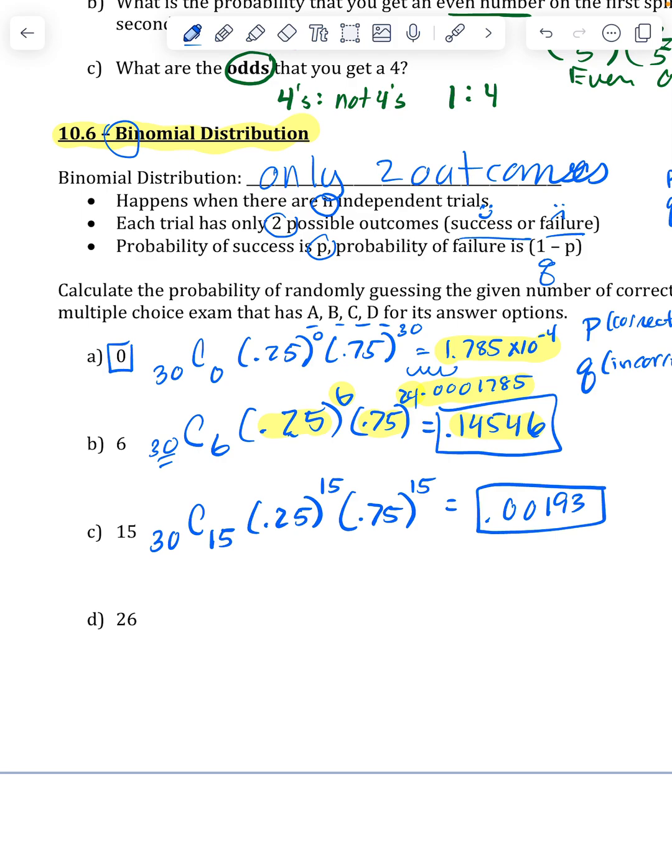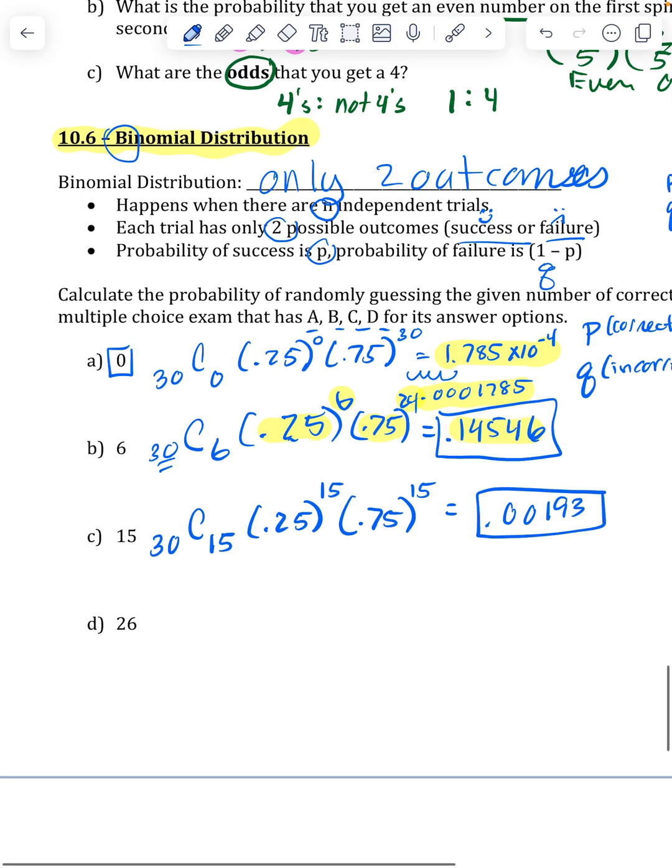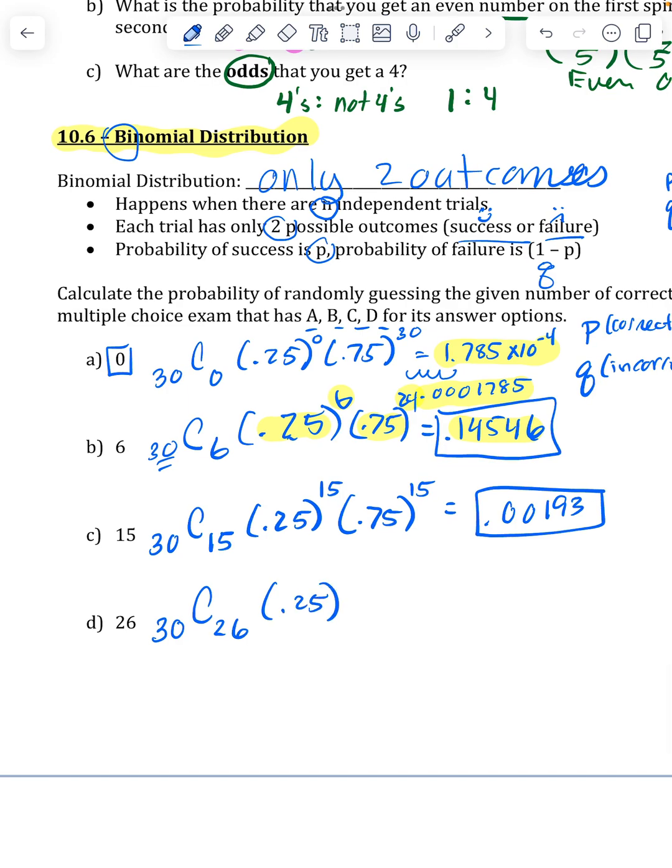And last, I feel like this answer is going to be real small because you're totally guessing. So out of the 30, you're trying to get 26 right by guessing. When you only have a 25% chance of guessing right, and you want that to happen 26 times, that means you would only guess wrong 4 times. So these bottom numbers, these probabilities, always have to total 1. And these two numbers always have to total 30, because all these examples had 30 questions.